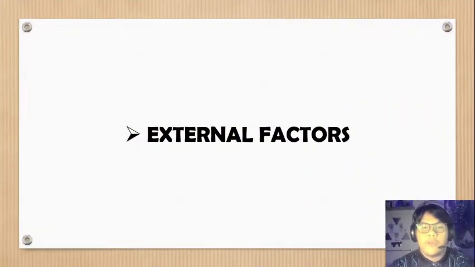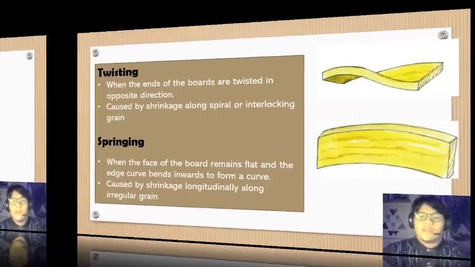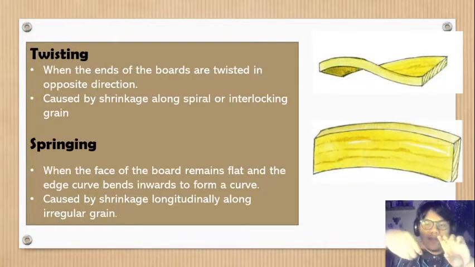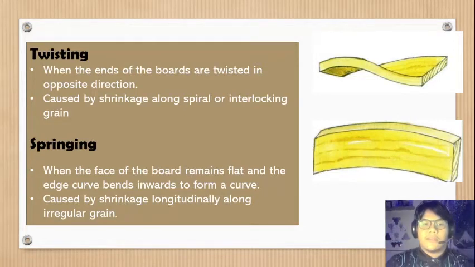Next, we move to external factors. External factors are another cause of defects in timber. The first external factor is twisting. This is when the ends of the boards are twisted in opposite directions like this. The log is twisted in the opposite direction. This twisting is caused by shrinkage along the spiral or interlocking grain.